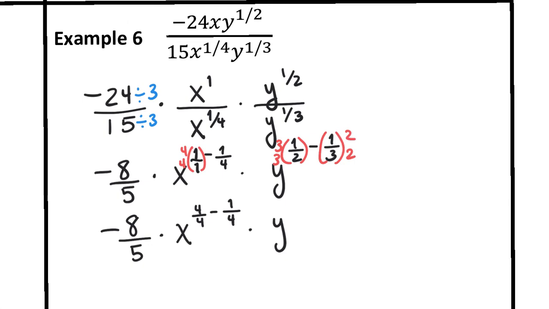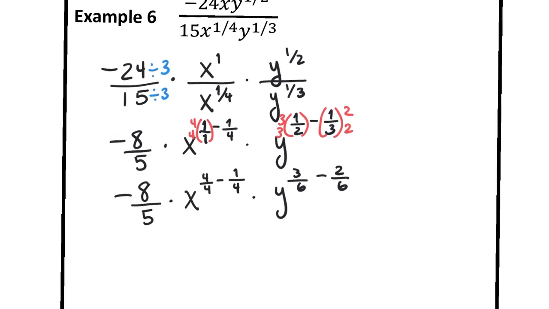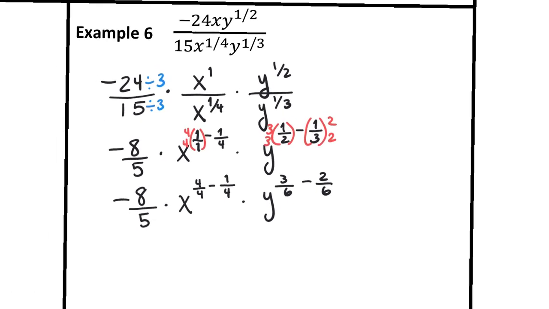So I end up getting 3 times 1 is 3, 3 times 2 is 6, so 3 over 6 minus 2 times 1 is 2, 2 times 3 is 6, so minus 2 over 6, and then let me zoom out a little bit more here.